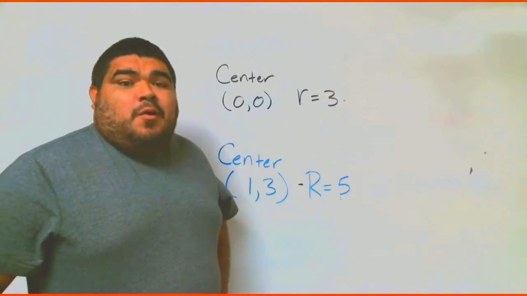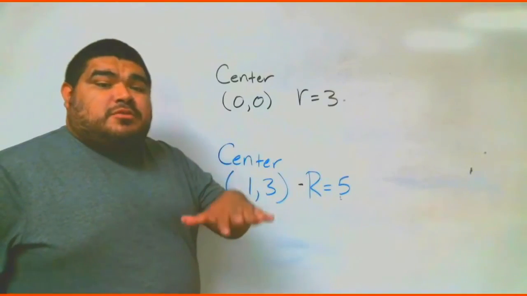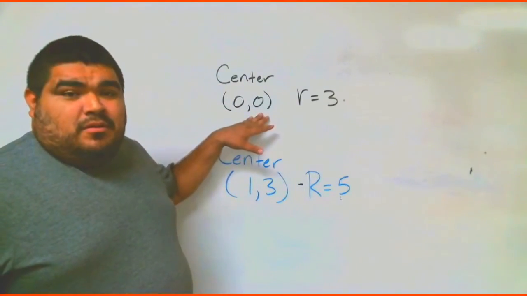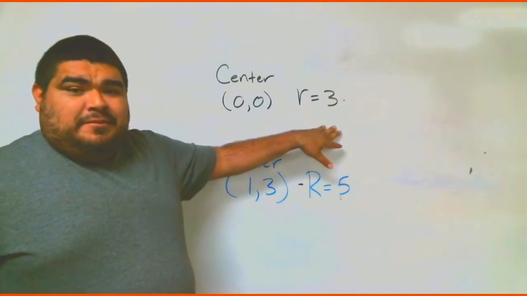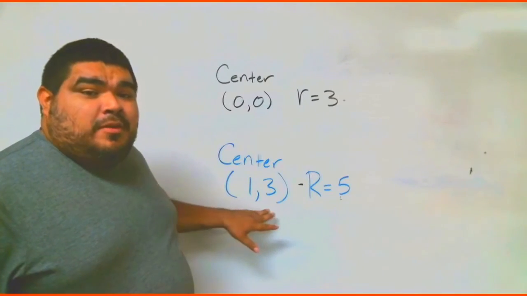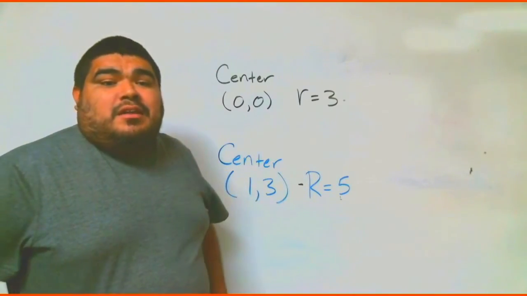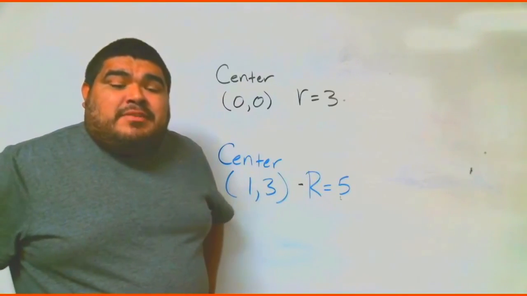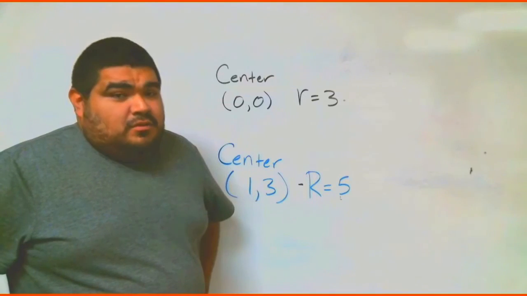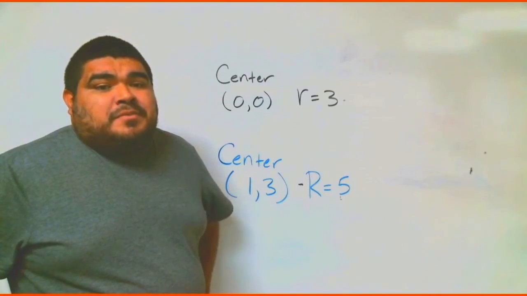All right, guys. So, you have 2 problems to work on. The first one is the center is at 0, 0, and then your radius is 3. And for your second problem, your center is at 1, 3 with the radius of 5. So make sure you give me the equation and then you also graph them. Make sure you take a picture of your notes as well so I can see you're taking down notes.